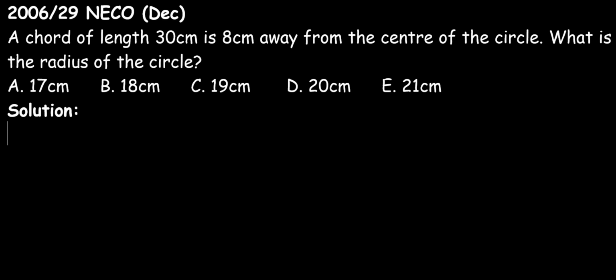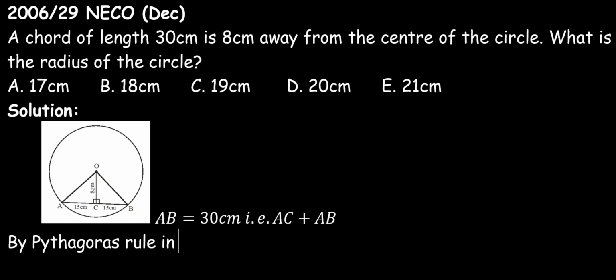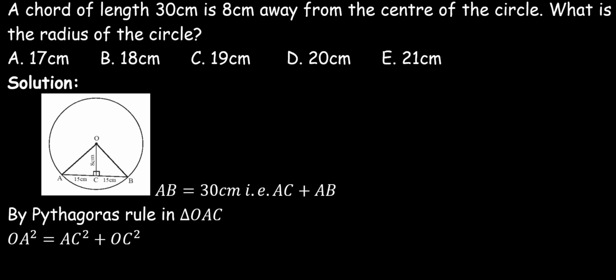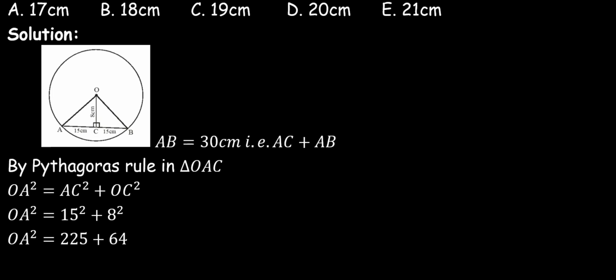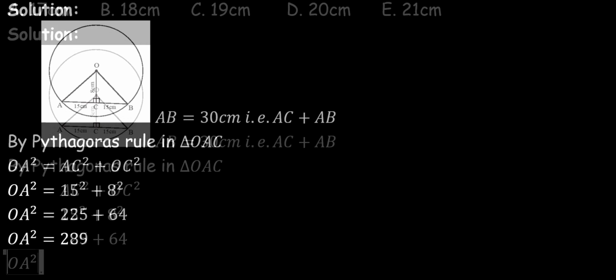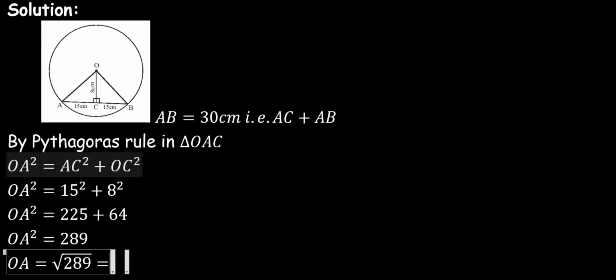The sketch of the given problem is as shown below. AB is equal to 30 cm, that is AC plus CB. Hence, we break it down to show the values in the right angle triangle there. By Pythagoras rule, in triangle OAC, OA squared is equal to AC squared plus OC squared. From that right angle triangle, OA squared will be equal to 15 squared plus 8 squared, and at the right hand side we have 225 plus 64. Thus, OA squared will be equal to 289. To get OA, we take the square root of 289, and that will give us 17 cm.